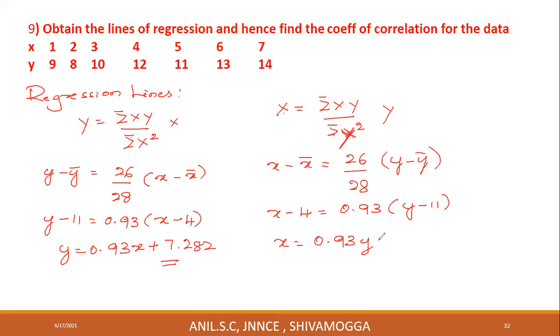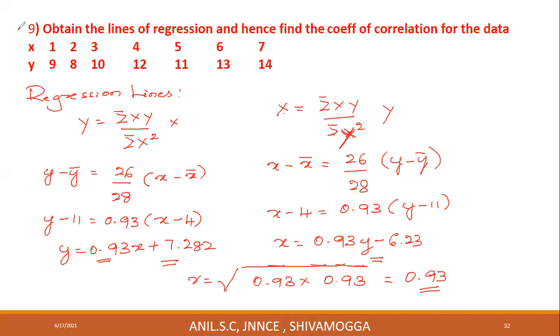$6.23. Positive or negative? 6.23 is the correct magnitude. Minus, yes, minus 6.23. These are the two regression lines. Now we find R. R is given by the square root of coefficient of x into coefficient of y. Here the coefficient of x is 0.93 and the coefficient of y is also 0.93. Therefore, this is equal to the square root of 0.93 whole square, that is 0.93 itself.